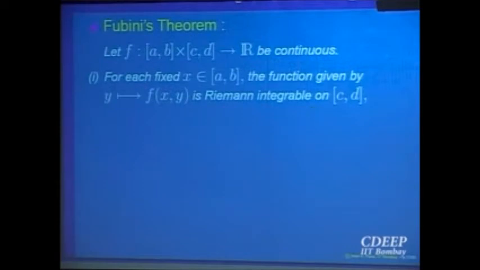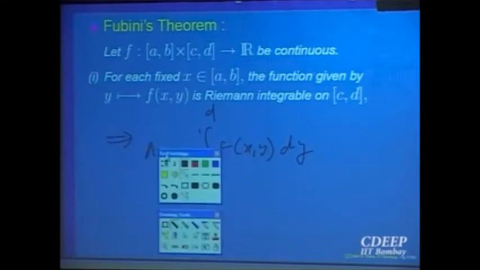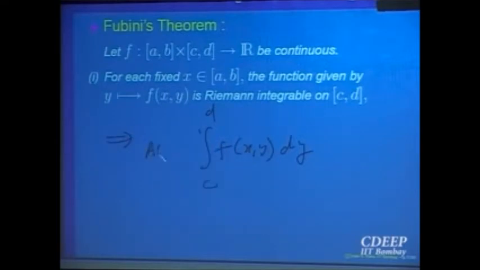So let me write what it becomes. So this implies this integral on [c,d], that is the integral from c to d of f(x,y) dy, exists, right? Now this integral depends on the point x. So let me call this A(x), x belonging to [a,b]. So you fix x, this is a function of y, integrate out with respect to y as a function of one variable, that gives you a number which depends on x.